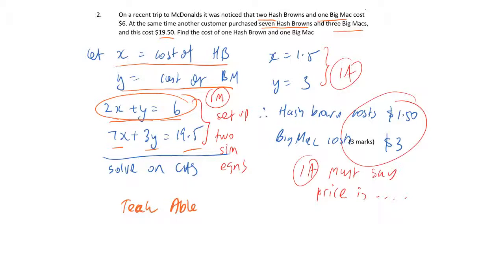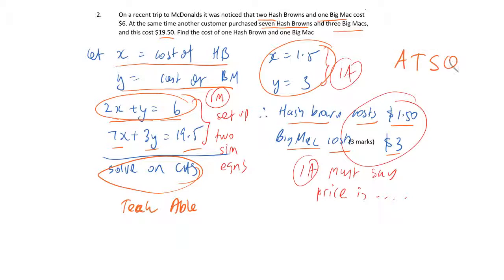Now, what you're meant to do, because it's a tech-able test, is to use your CAS. That's the whole idea, guys. Use your CAS. So now you are allowed to say, I'm solving this on my CAS. When you do, you get the answers x equals 1.5 and y equals 3. But that's still not enough, because the question specifically asks for the cost. So you must answer as the hash brown costs $1.50 and the Big Mac costs $3. Has to be in words. Worded question, worded answer. Make sure you answer the specific question. Use correct units at all times.